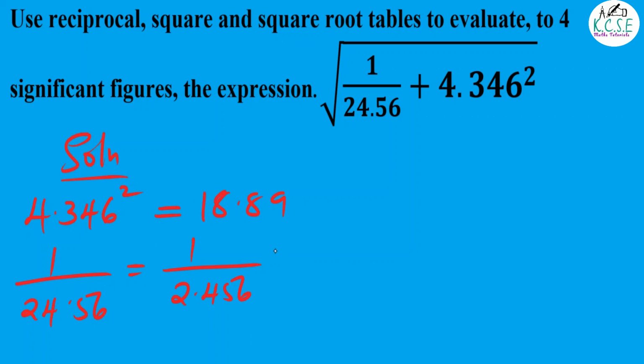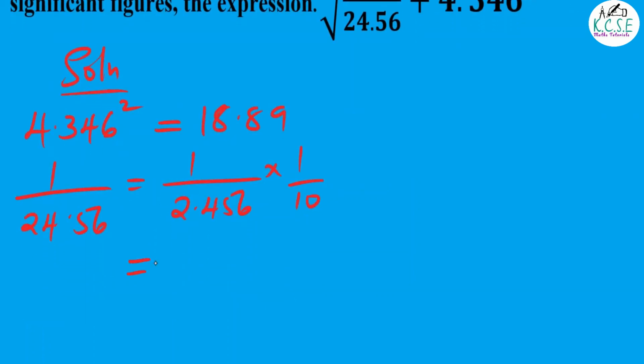2.456 multiplied by 1 divided by 10. So this is the number written in standard form. When you get the reciprocal of this 2.456 from the tables of reciprocals, we get 0.4072. Then we multiply this by 1 over 10. This will give 0.04072.